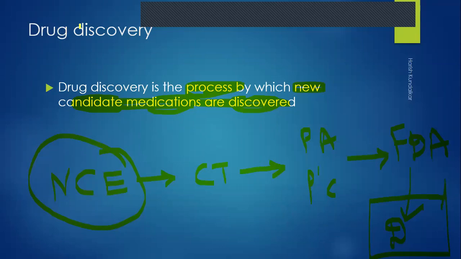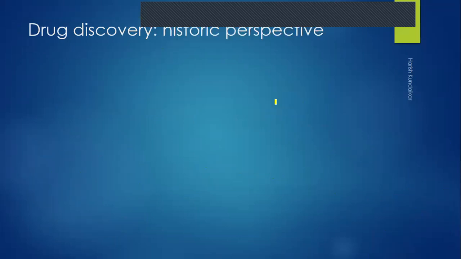So here also, when we are talking of the term drug discovery, we are talking of the entire term, the end objective of our process. So drug discovery is the process by which new candidate medications are discovered. Okay. So let's move ahead. Let us have a look at the historical perspective of drug discovery.